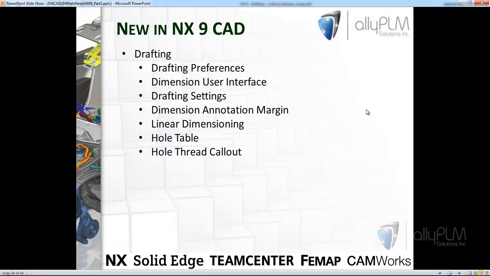Alright, the next thing we're going to take a look at is what's new in drafting. We're going to look at the new drafting preferences dialog, new drafting settings dialog, which replaces what was known as style. We're going to look at the new dimension user interface, how hotspots work, the different dimensioning tools, annotation margins, some linear dimensioning as well as radial dimensioning, some options that are new inside the hole table, and the new hole thread callout, which is inside of the dimensioning tools.